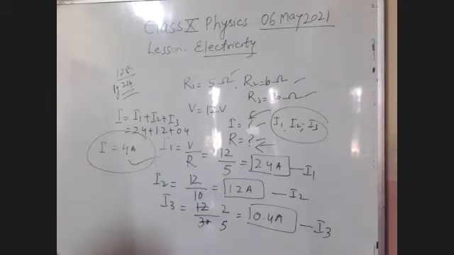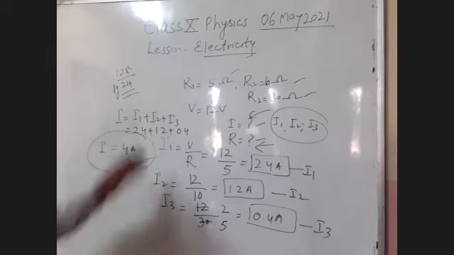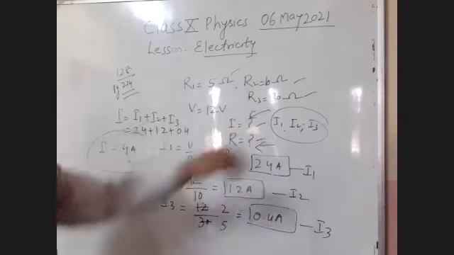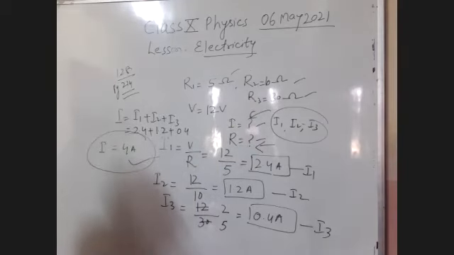Now for part C, we have to calculate the total resistance when the three resistances are connected in parallel. If they are connected in series, it will be 45 ohm. When they are connected in parallel, what will be their total resistance, students?